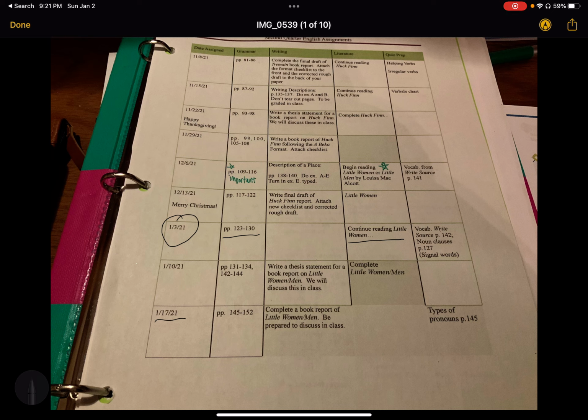Also, you will have some vocabulary to study, and there's some specific grammar that I'm going to point out to you that will be on your quiz for next week. So if you don't already have it, get your grammar book out, get your assignment sheet out, and a pencil, and we're going to do some work together.